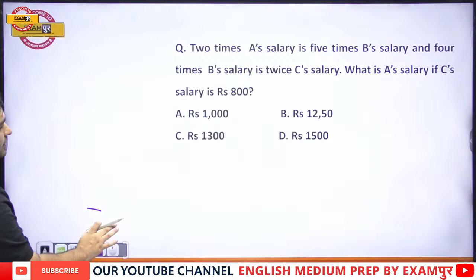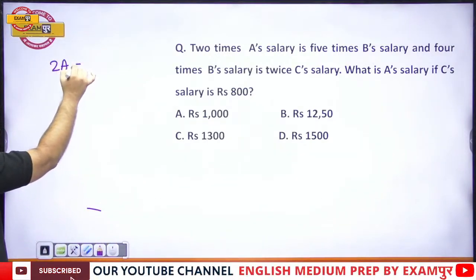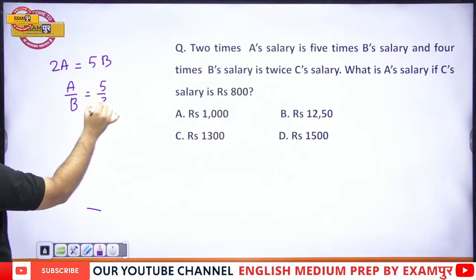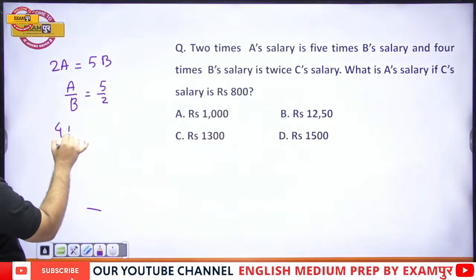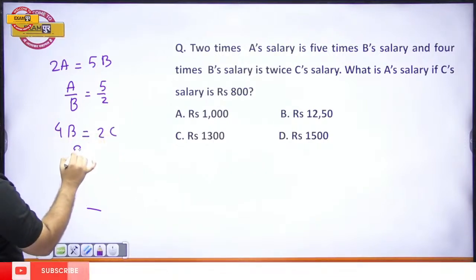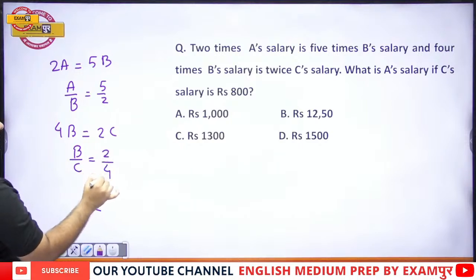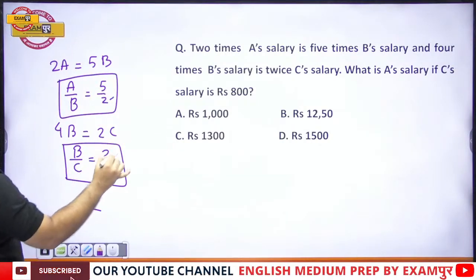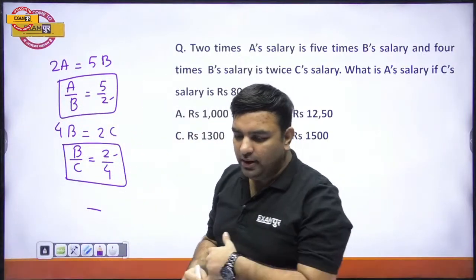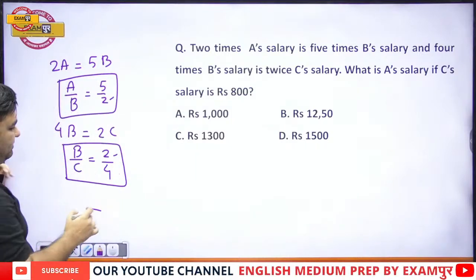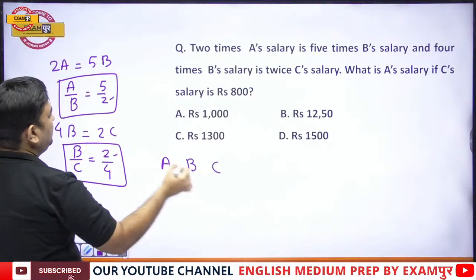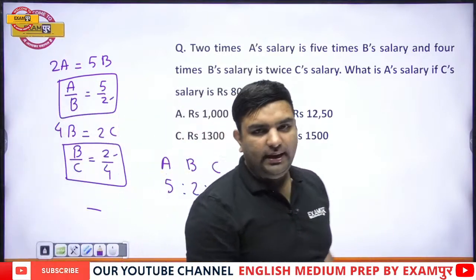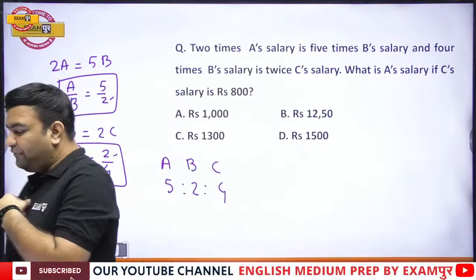2 times the A salary is equal to 5 times the B salary. So A over B is in the ratio 5:2. And 4 times the B salary is equal to twice the C salary. B over C is in the ratio 2:4. B is common in both and coincidentally it's equal as well. So A is 5, B is 2 and C is 4.